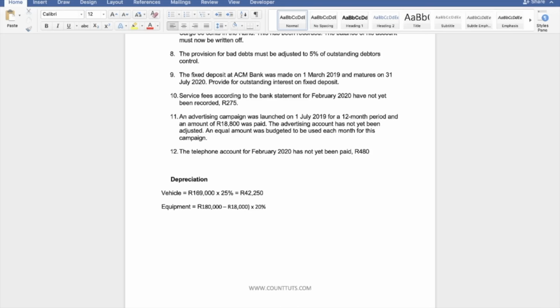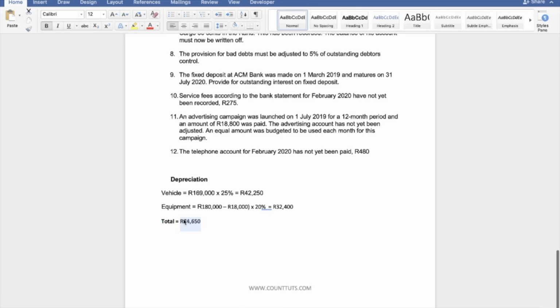Alright, so you always deduct your accumulated depreciation at the beginning of the financial period if you're using the diminishing balance method. It gives us an answer of 32,400 Rand. Right, now we've just calculated depreciation using the two methods for vehicle and for equipment. Now if we add the two together, that's going to give us our total depreciation. So total equals 42,250 rand plus 32,400, and gives us an answer of 74,650 rand. Right, that is going to be the value of depreciation.